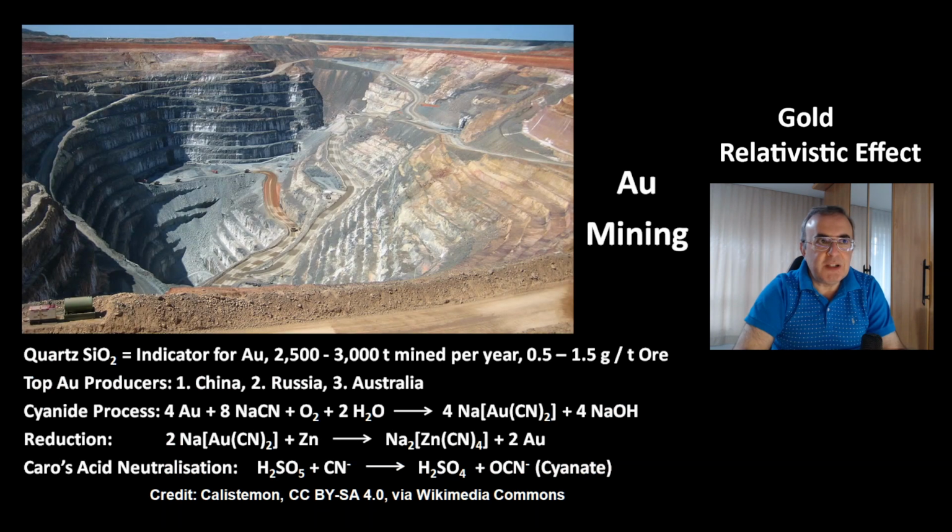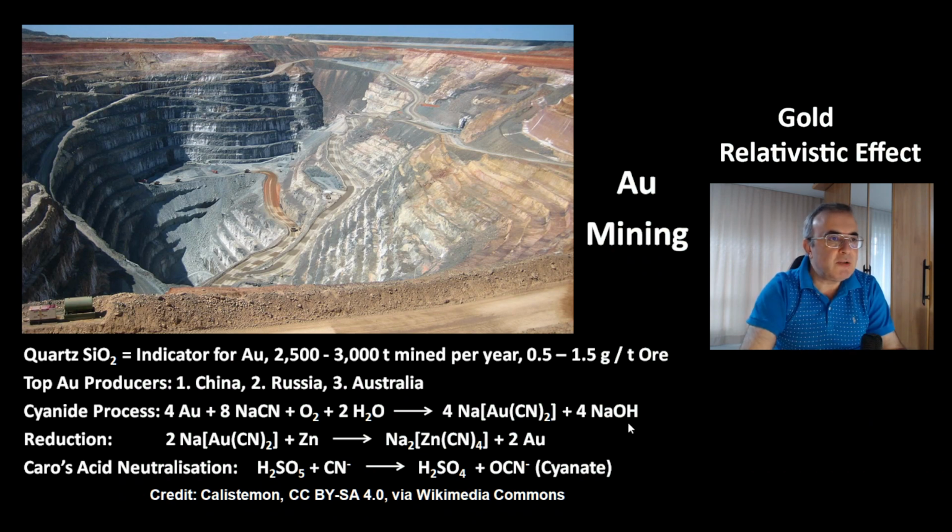This is a picture from a gold mine. And there's an indicator for gold, that's quartz, SiO2. About 2,500 to 3,000 tons of gold are mined per year. The ore typically contains around 1 gram of gold. Top producers are China, Russia, and Australia.